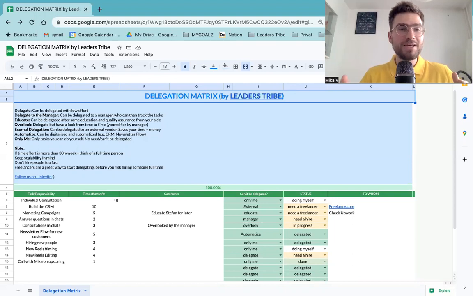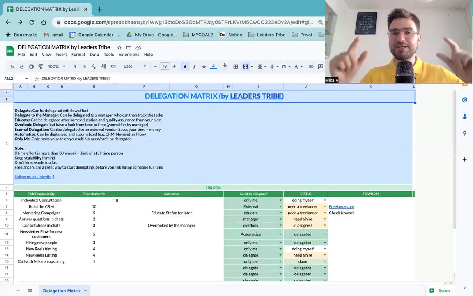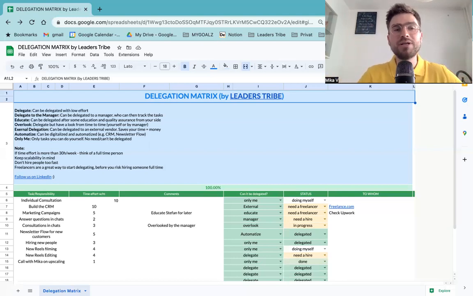So we're starting with different categories of how you can understand what you can do with a task. First of all, you have the delegate option. Delegate means that it can be delegated with low effort. For example, if you have to answer emails and there is nothing complicated in those emails, you can give it to someone else who is already on your team, or to a freelancer, to a virtual assistant.